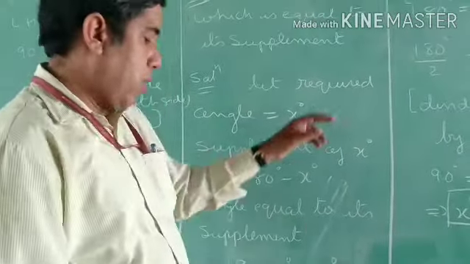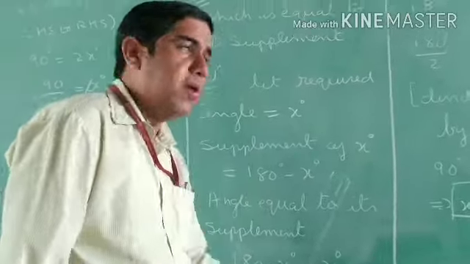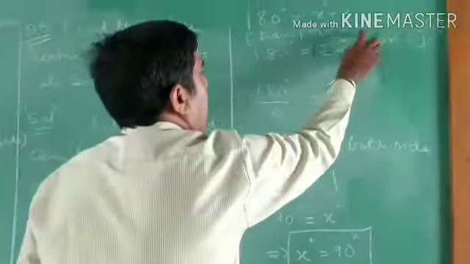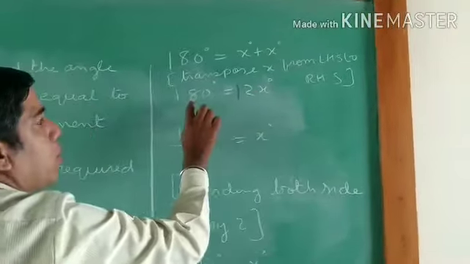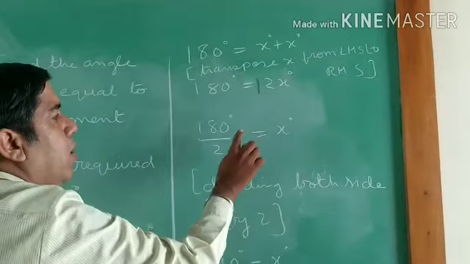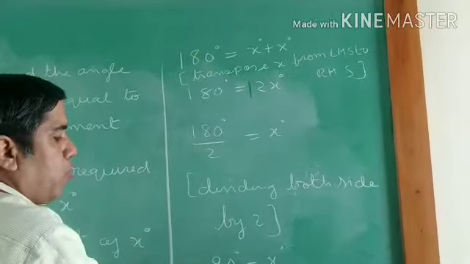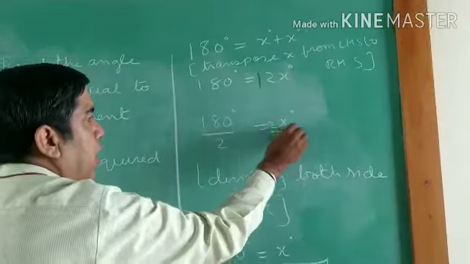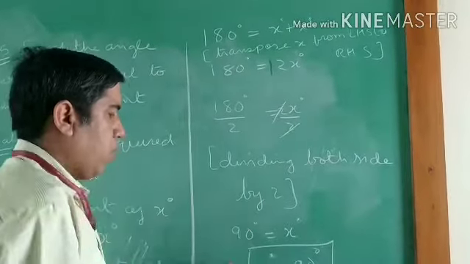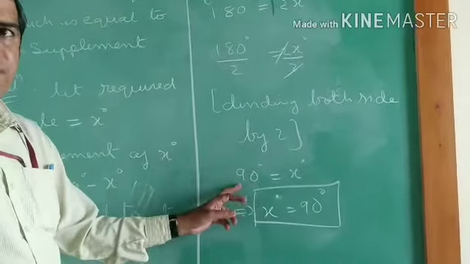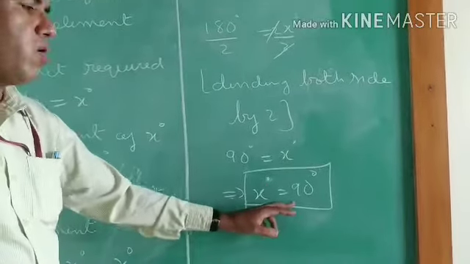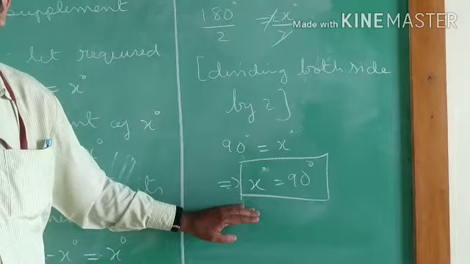So again transferring x on the other side. So transpose x from LHS to RHS. So it becomes 180 is equal to 2x, and dividing both sides by 2, you can see here it comes like this. So it comes 90 is equal to x. So x is equal to 90 degree. So our required angle is 90 degree.